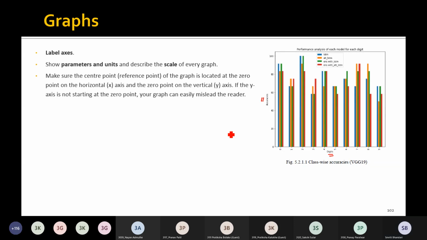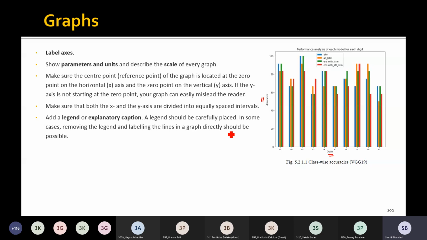If the y-axis is not starting at 0, then your graph can easily mislead the reader. Whatever graph you are using should be explanatory and should not create any confusion in the mind of your reader. So make sure to properly assign the scale on the x-axis and y-axis. Typically, both x and y axes should be divided into equally spaced intervals. As I mentioned already, add a legend or an explanatory caption. A legend should be placed carefully.